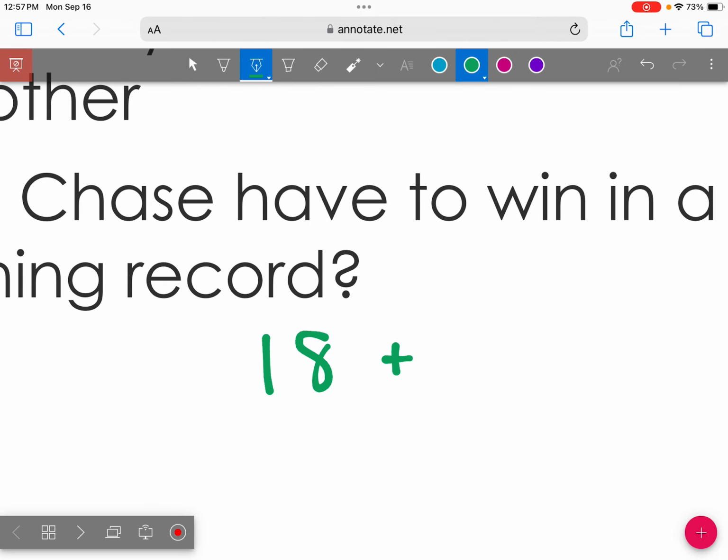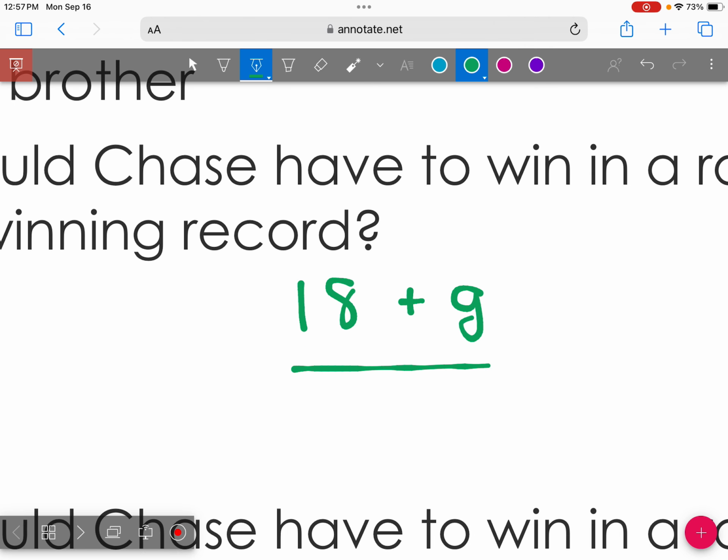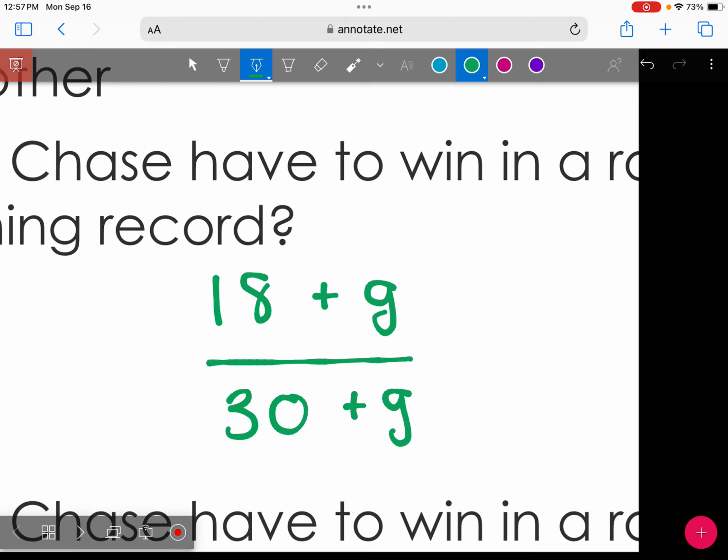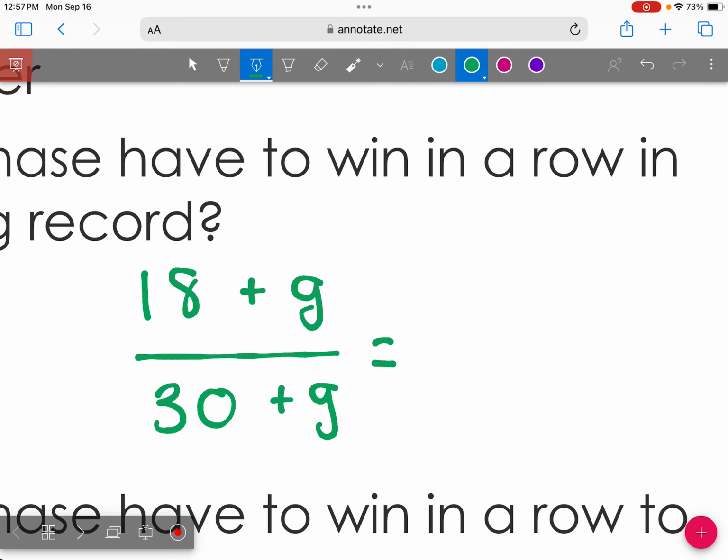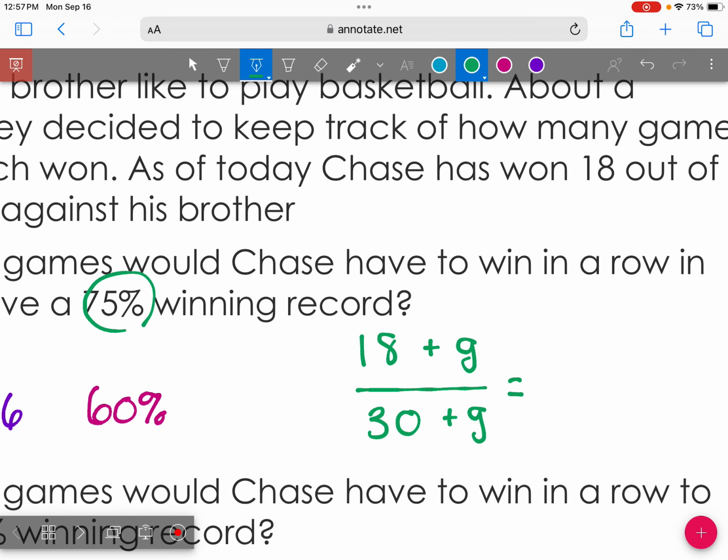18 plus however many wins. Maybe we do games. Over our 30 plus the same number of games, right? We want that to equal our decimal version of our percent. So what is 75% as a decimal? 0.75. So he's going to win some more games, and that's going to go into his wins. And they're playing some more games, so it goes into the total.